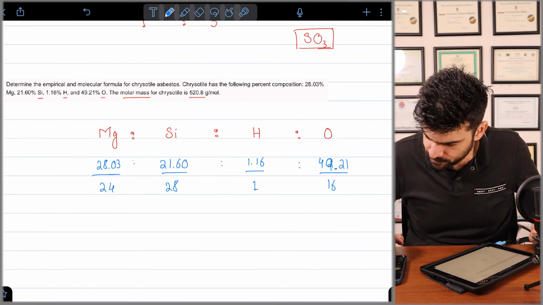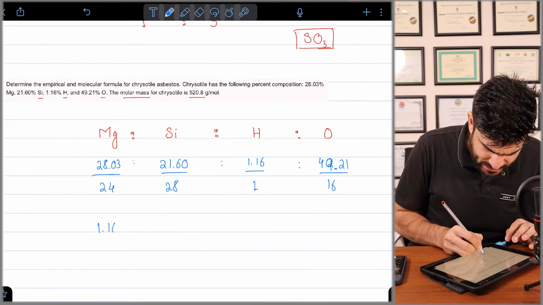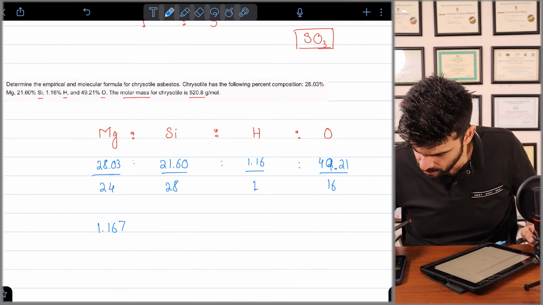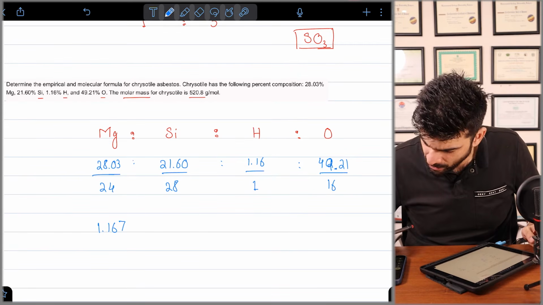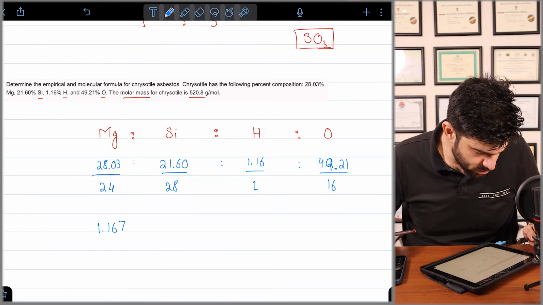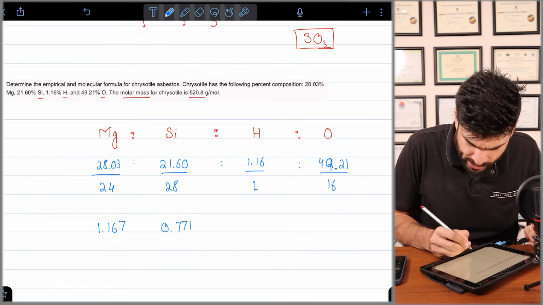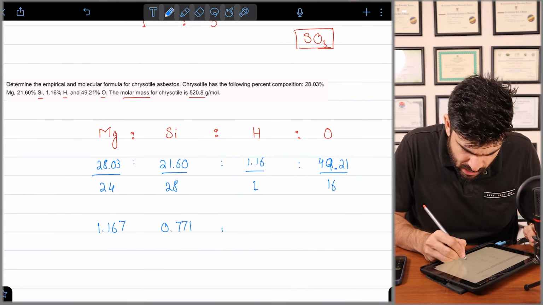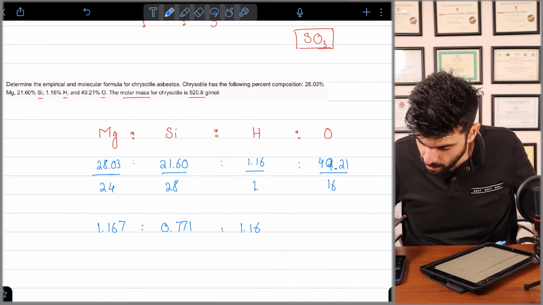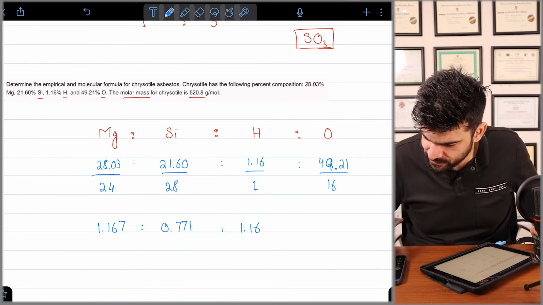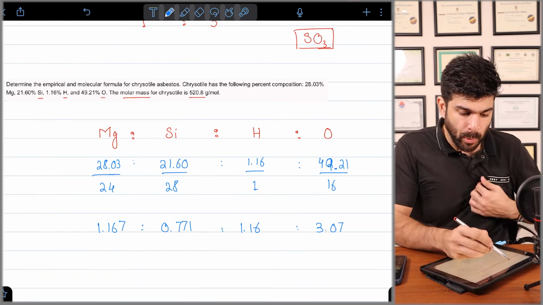28.03 divided by 24 becomes 1.167. 21.60 for silicon, divided by 28, gives 0.771. Hydrogen is very simple, 1.16. 49.21 divided by 16 gives 3.07.